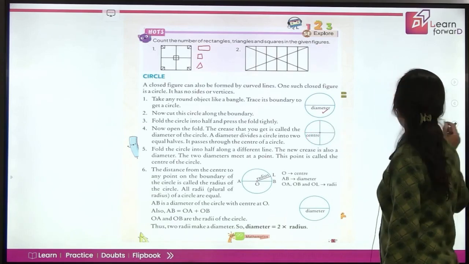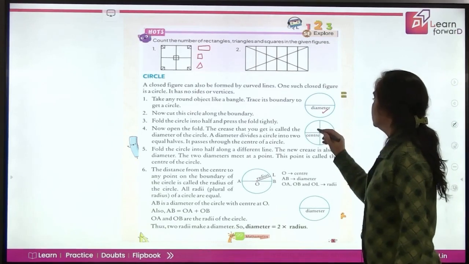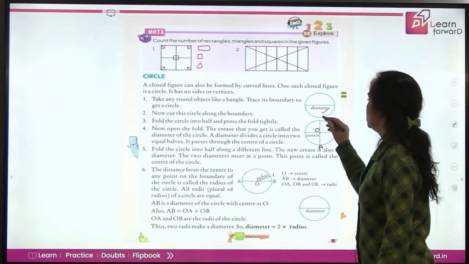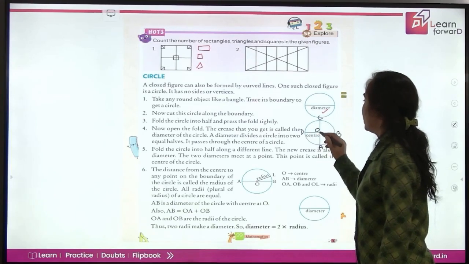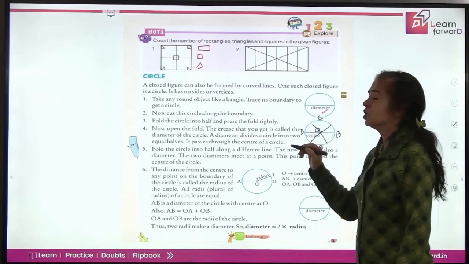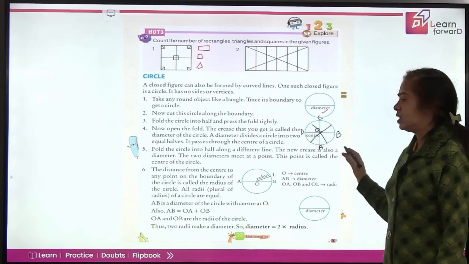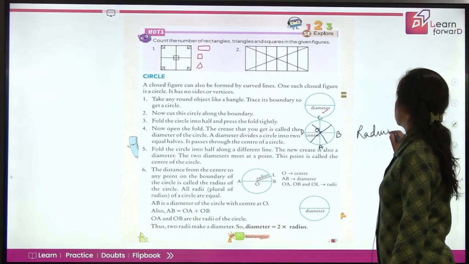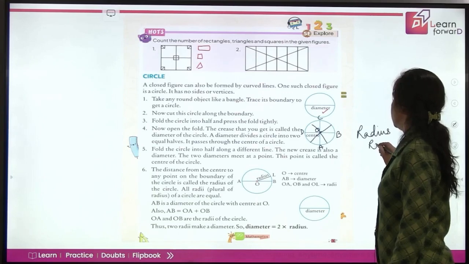Let me just write this again. This is O, and from here this is OA, OB, OC, OD. I can make more: OP, OQ, OR, OS. All these are the radii of the circle. The singular is radius and the plural is radii.